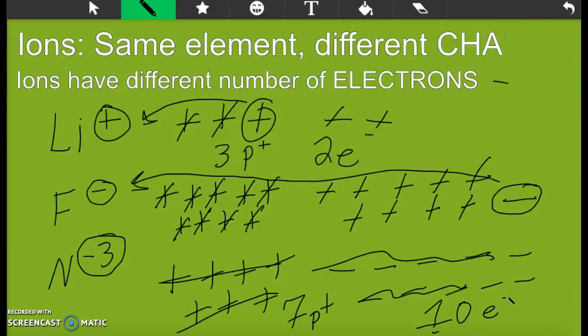and 10 electrons. So if you still have questions about this, check out the other videos to get a brief explanation of how to count these, or come into class and I'll show you in person.